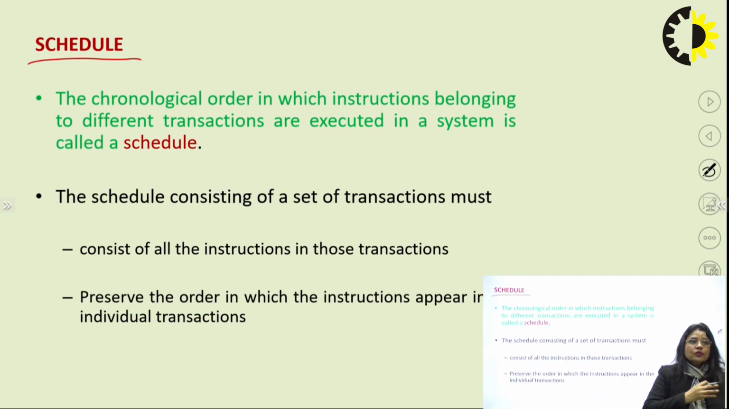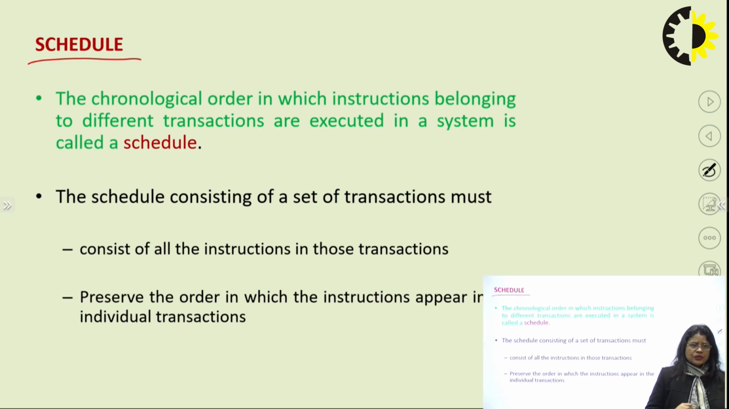The chronological order in which instructions belonging to different transactions are executed in a system is called a schedule. It means a schedule can have more than one transaction. Some operations from transaction T1, some operations from transaction T2, some operations from transaction T3 may make a schedule. So a schedule is nothing but the chronological order in which the instructions belonging to different or multiple transactions are executed in a system.